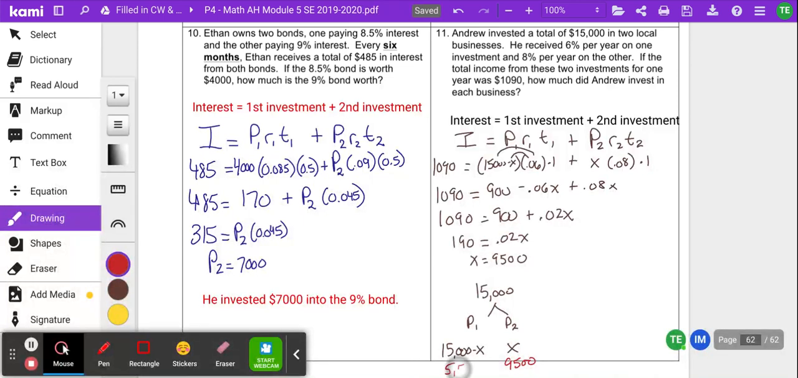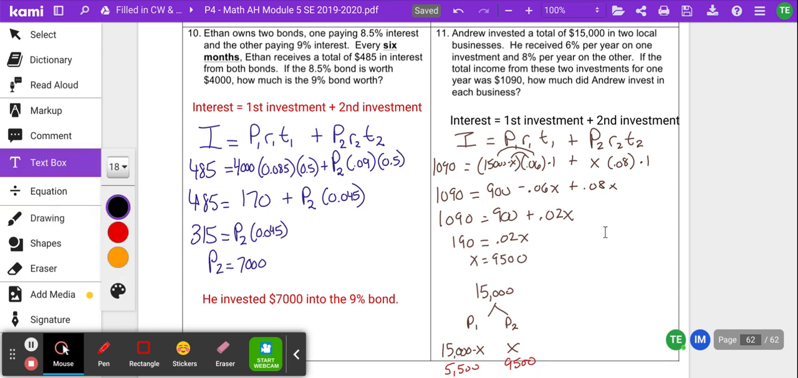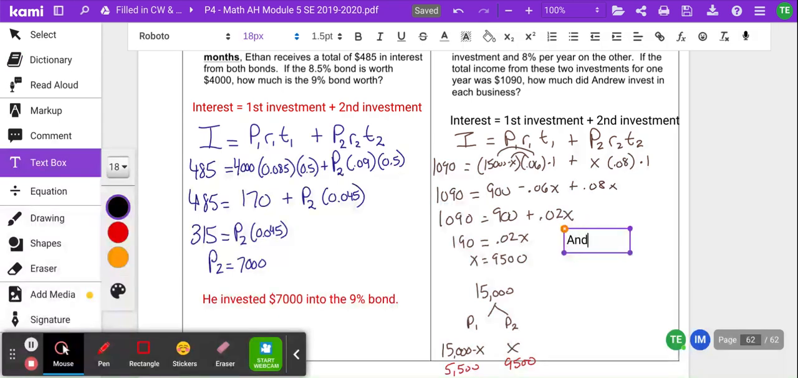to get $5,500. And then we have to answer in a complete sentence. So Andrew invested $5,500 at 6% and $9,500 at 8%.